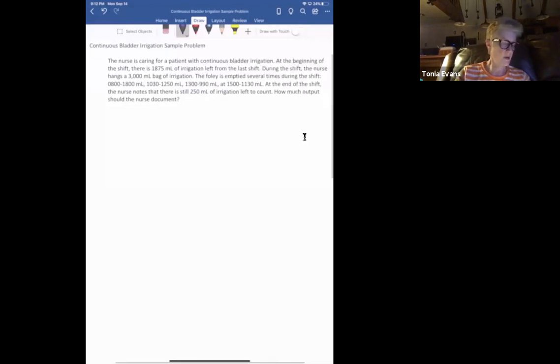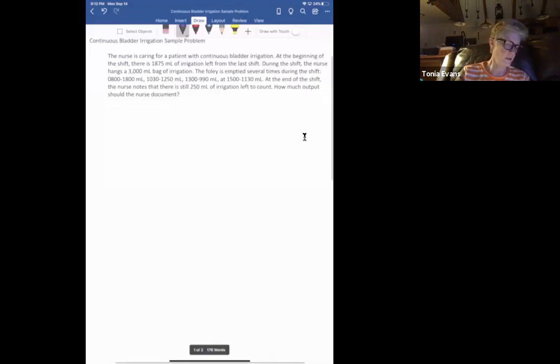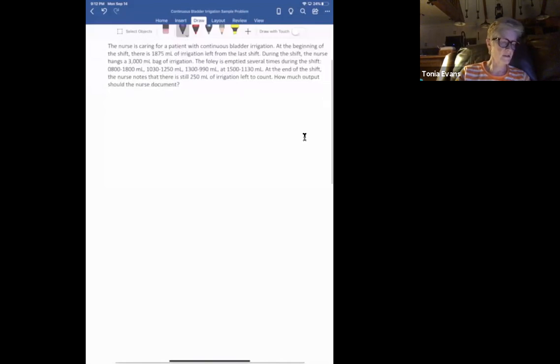So here goes. I just came up with a problem here. The nurse is caring for a patient with a CBI. At the beginning of the shift, she walks into the room and there's a bag of irrigation hanging there. It's got 1,875 milliliters of fluid in it, left over from the last shift. So she knows that it hasn't been counted and it needs to be counted if it infuses.